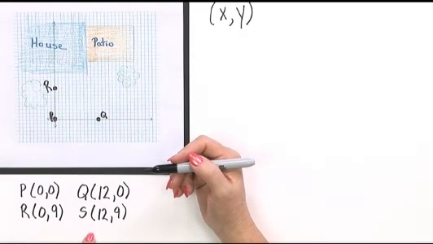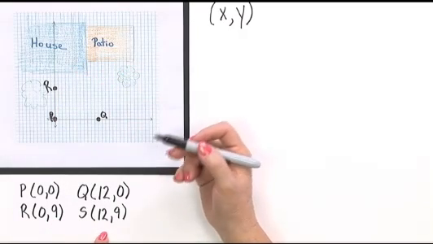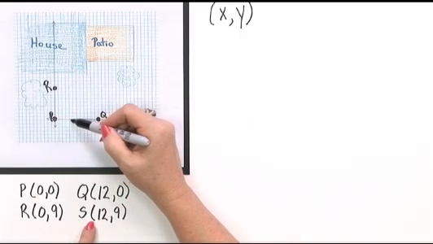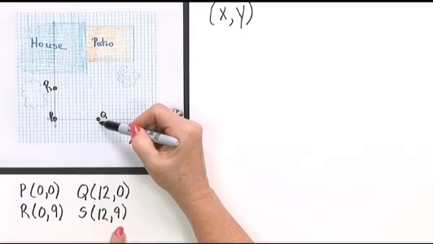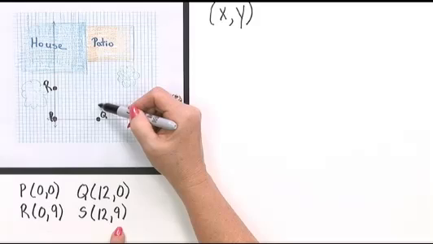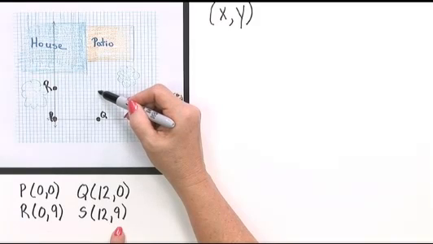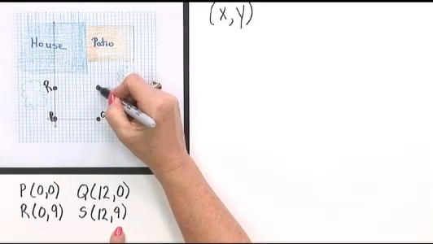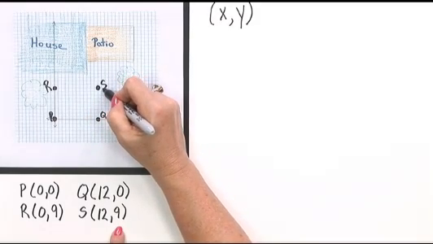Now point S has coordinates 12, 9, so we go back to the origin and move 12 units to the right and then move 9 units up. 1, 2, 3, 4, 5, 6, 7, 8, 9. And I'll make a big dot at point S.